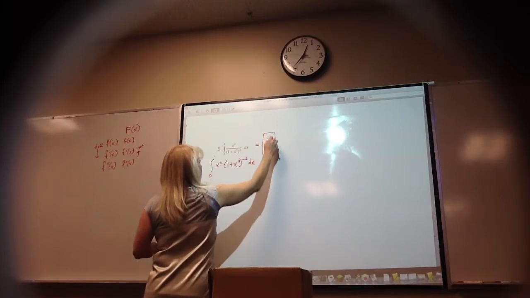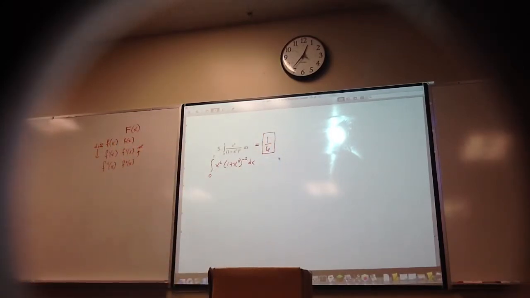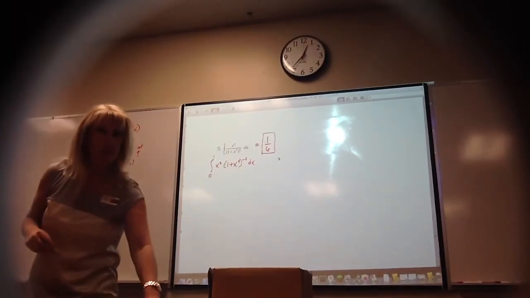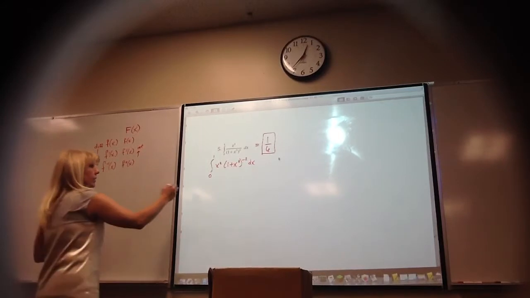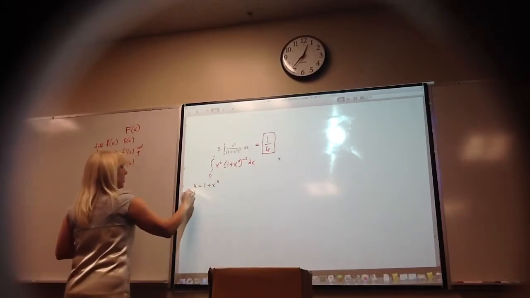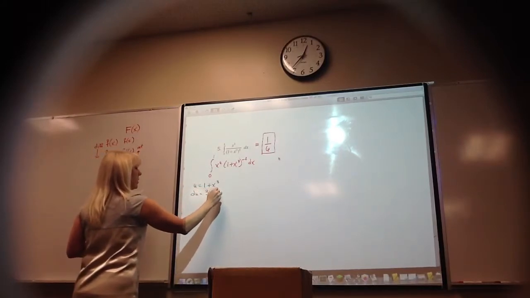You should get an overall answer of 1/6 as the decimal equivalent. Can you go through it? Yeah, let's do it. 1/6. Okay, so what did you set u equal to? 1 plus x to the third. Okay, what is du? 3x squared. Don't forget your dx.